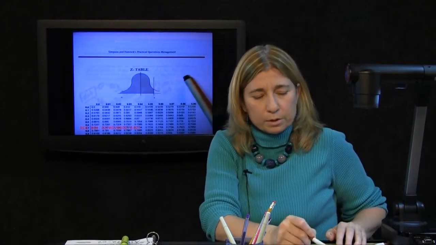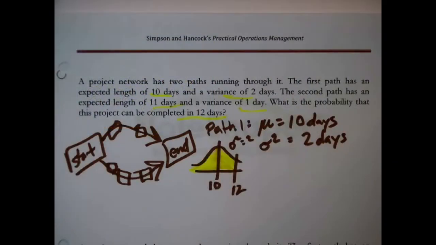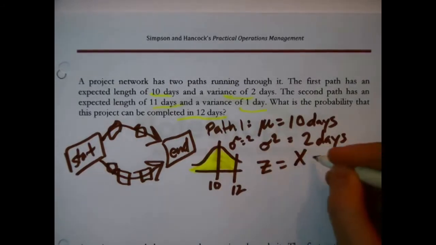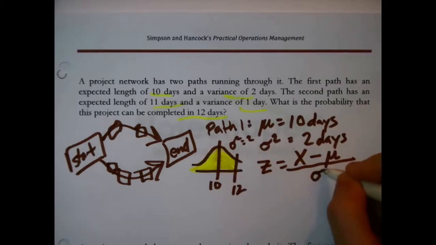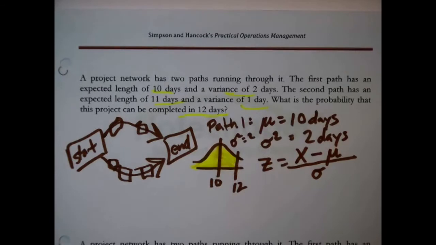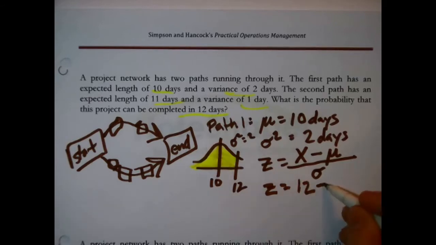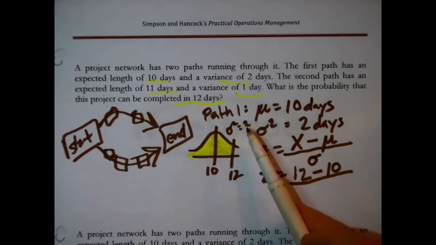I'm essentially going to take my special curve, this one, and translate it into this one. How do I do that? Oh, I remember the z-score. The z-score is the number that I'm interested in minus the mean of my curve, divided by the standard deviation of my curve. Okay, so for path 1 here, the number I'm interested in is 12. My curve, the center is 10, and I do have to remain alert here, the variance is 2.